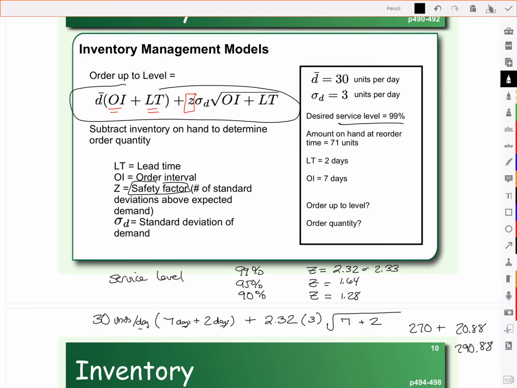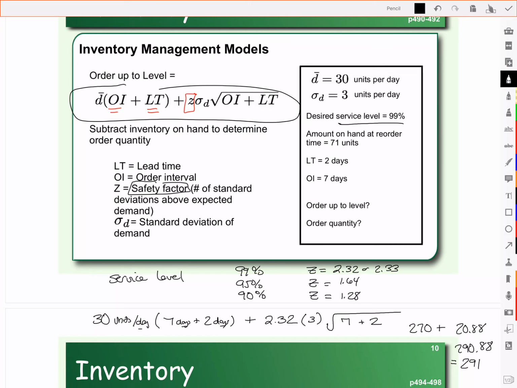And if you cannot order partial units, then you always must round up. So in this case, our order up to level is 290.88, but we can't order 0.88 of a unit. So in that case, the order up to level is 291. We always round up. Even if it was 290.001, we would still round up to 291.